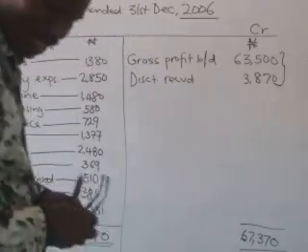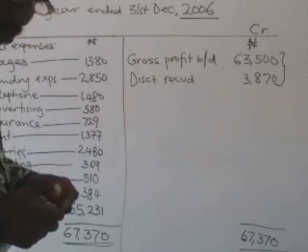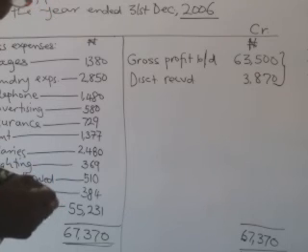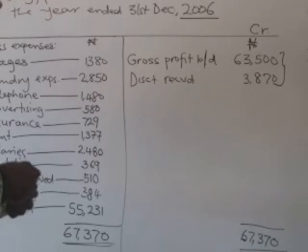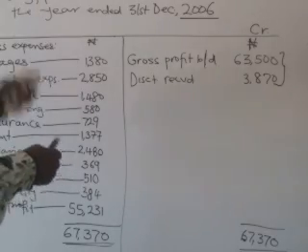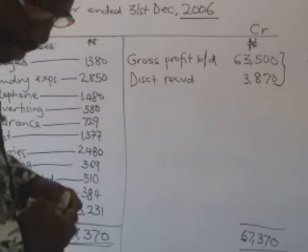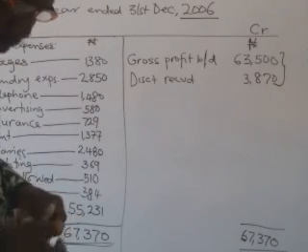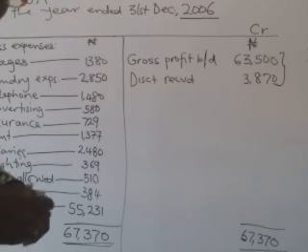On the trading account prepared earlier, we have the opening stock as 23,680, where we added purchases, 118,740. That gave us 142,420. Then we added carriage. Carriage in that case is carriage inwards. That's the cost of bringing the goods to the Acct office. That's 3,100. Added together, we got 145,520.